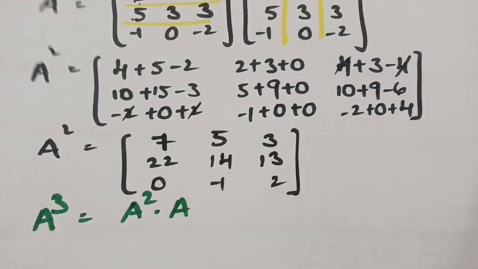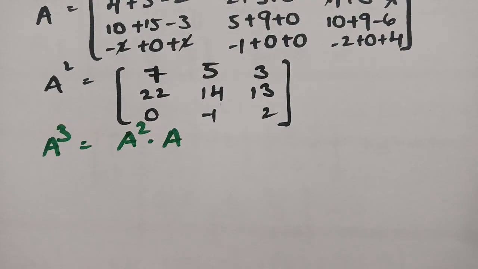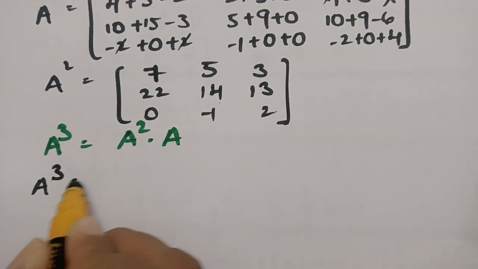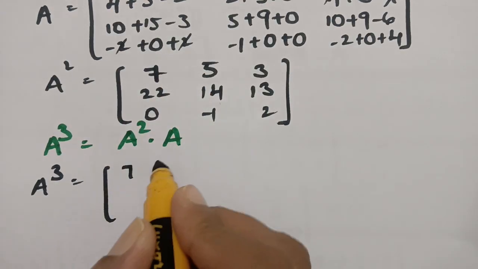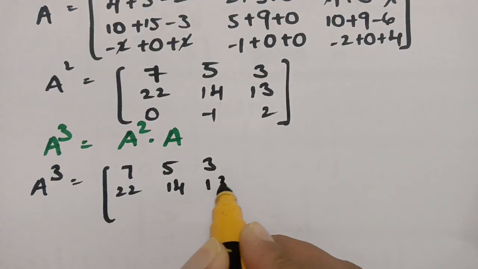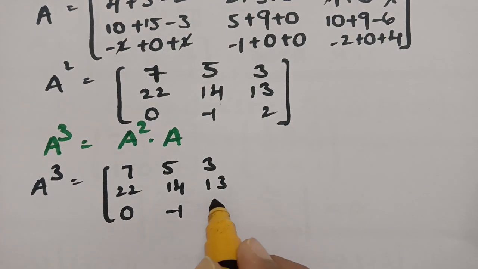So what is our a square value? A square value is also very clear. So a cube value is equal to, what is our a square? This is 7, 5, 3. This is 2, 2. This is 1, 4. This is 1, 3. This is 0, minus 1, 2.